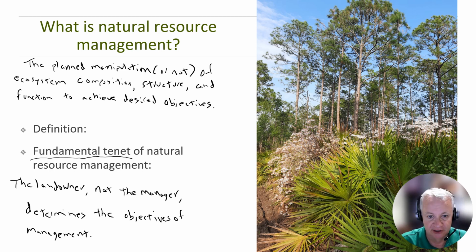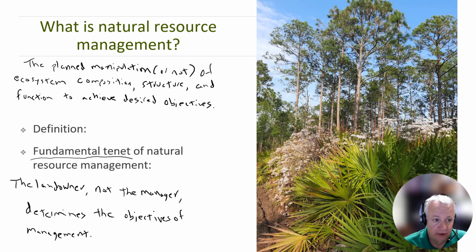As a manager, we certainly most likely have opinions about what might be best for a particular situation. We may have a particular outcome in mind when we first see a piece of property, for instance. But generally, that's not our job as managers. Our job is to talk with the landowner or to understand the landowner's objectives, and then to create a plan that will enable that piece of property to achieve those objectives.